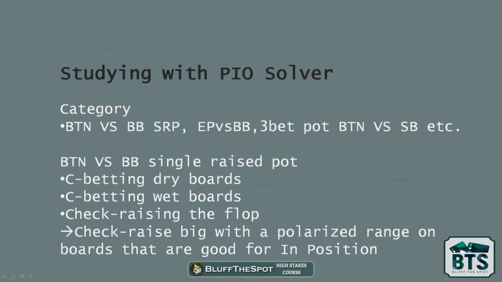An example, check raise big with a polarized range on boards that are good for imposition. That's something that I found through Pio. Or you saw, for instance, c-bet more often with top pair good kicker than top pair bad kicker. Very simple stuff like that. You can make it even shorter than that if you like. So organize everything and make sure it's to the point. Don't write any stories that you'll never read again.